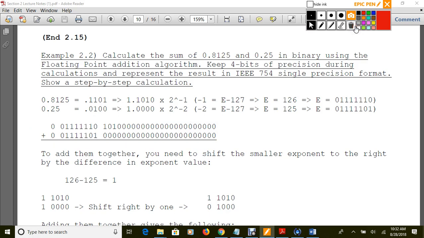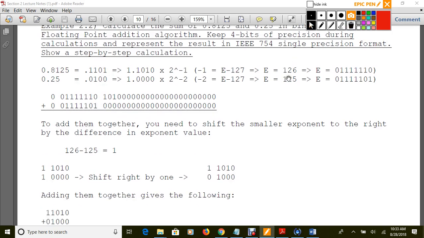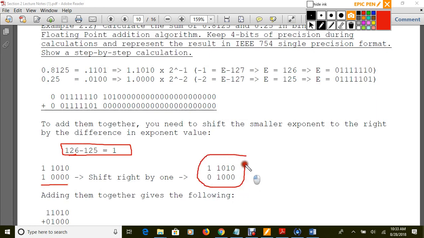What's going to happen is these don't match. Just like you did in elementary school, you have to make the exponents match. Here, I know that's 126 and 125, so the difference is 1. That means I have to shift this right by 1. An important detail: if you're shifting right by 1 and it's positive, you put zeros in front. If you're shifting right by 1 and it's negative, you put a 1 in front.